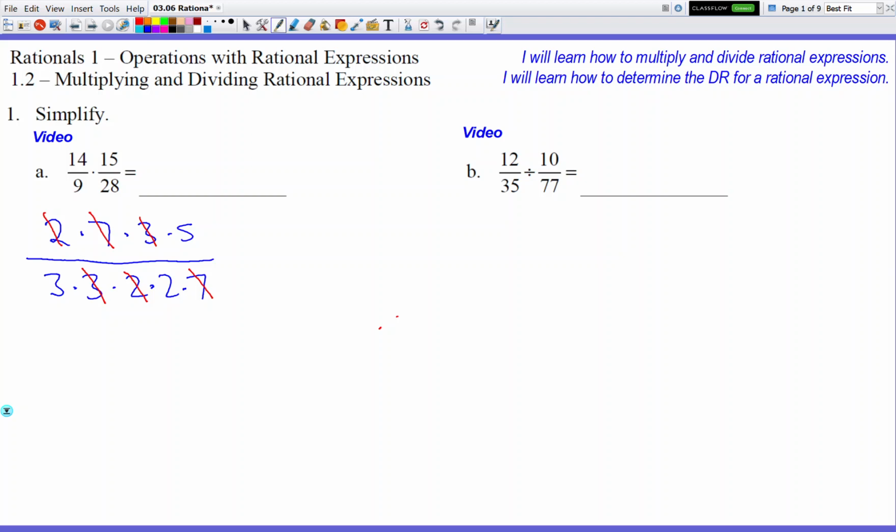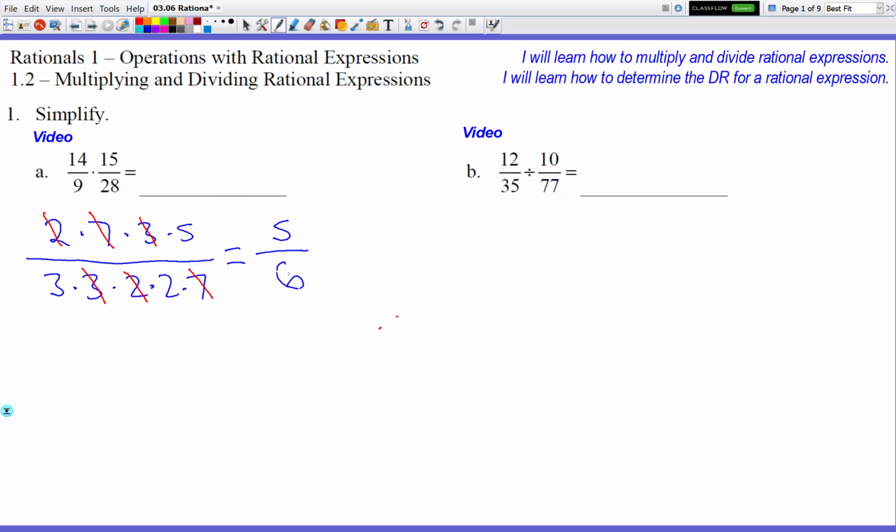Unfortunately, no. So there's nothing else I can cross out. So everything is just going to get put back together again. So 5 on top, and the 2 and the 3 on the bottom make 6. And there's your final answer. Okay? All right, so next problem.